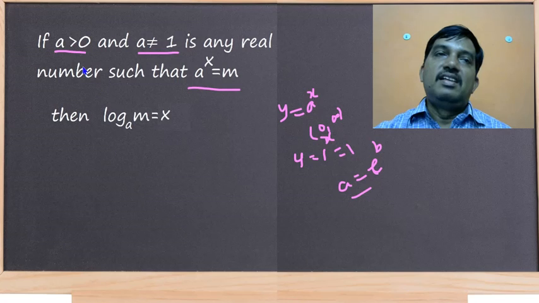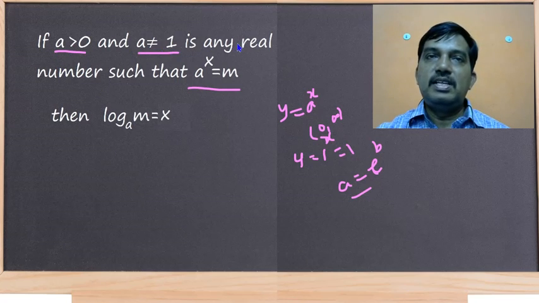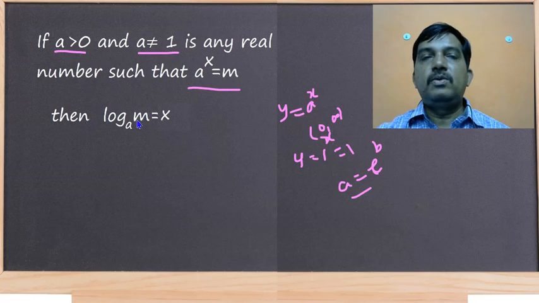And thus you just go through the definition again. If a is greater than 0 and a not equal to 1, and x is any real number such that a power x equal to m, then logarithm of m to the base a is equal to x. Here, to define this, m should be positive, because what is m? M is a power x, and a power x is always greater than 0, therefore m should be positive. Even if m is negative, it can be defined, but it is not a real valued function, and that's why to define it as a real valued function, we have to take m as a positive real number.